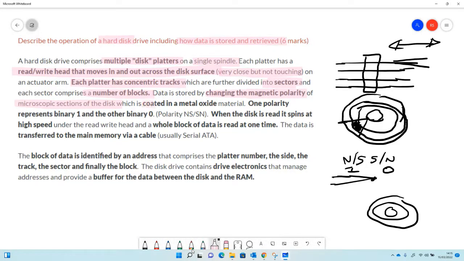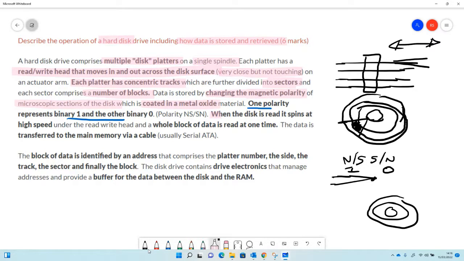I've said here that the disk surface is coated in a metal oxide material, so it's magnetizable, so we can magnetize it. One polarity is 1, the other polarity is 0. You've got to say this. If you want to get the mark in this, you've got to say something to do with the polarity and the different polarities representing binary 1 and binary 0. It's not enough to say data is stored as 0s and 1s, because it isn't. It's stored as magnetic charges.